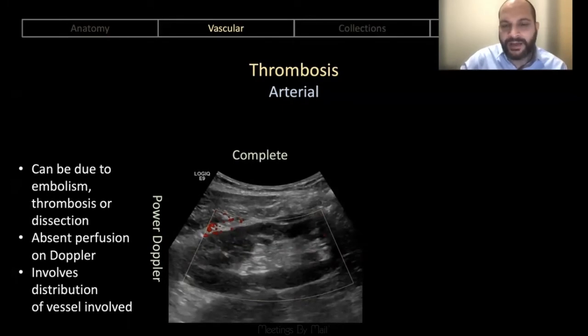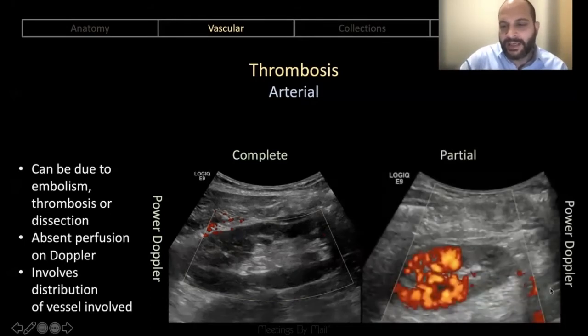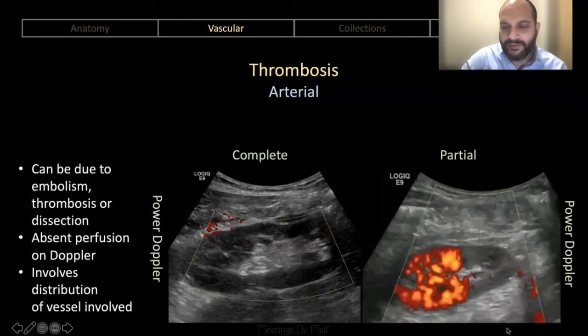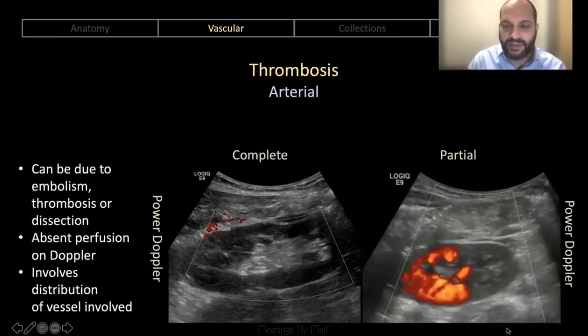Now, if the thrombosis involves a segmental artery, or if the patient has more than one renal artery and it involves one of those, you can get perfusional abnormalities involving one part of the kidney graft. In this case here, it's the inferior pole of that kidney graft that is completely thrombosed.